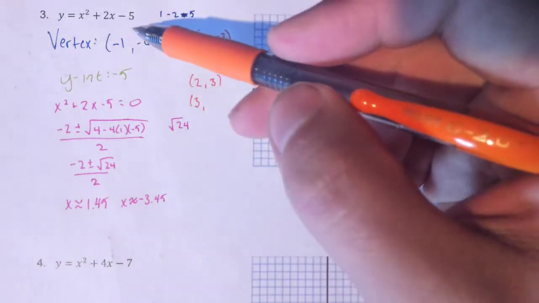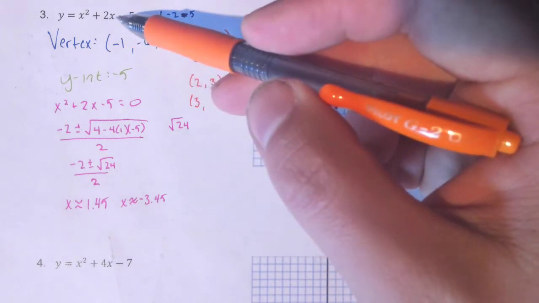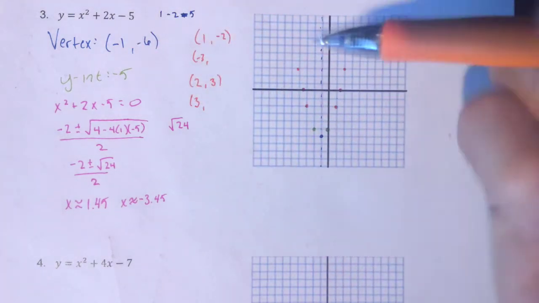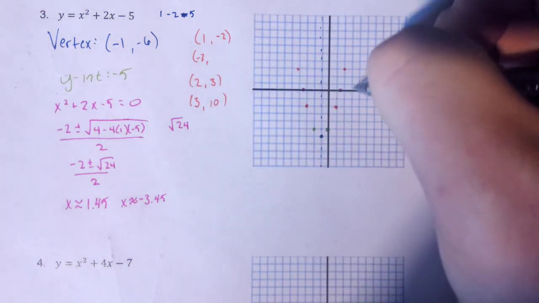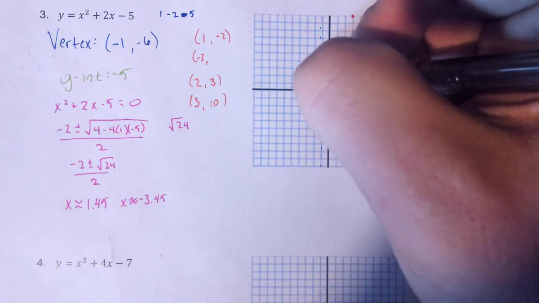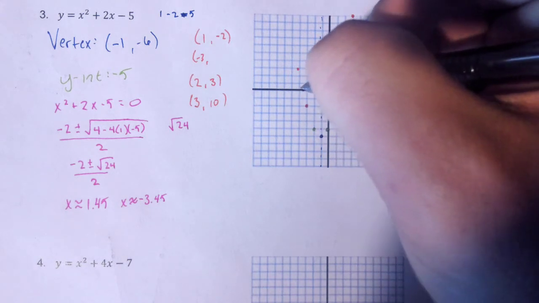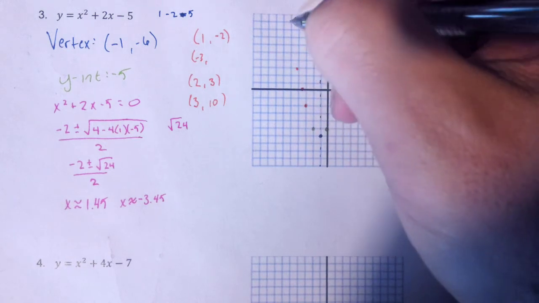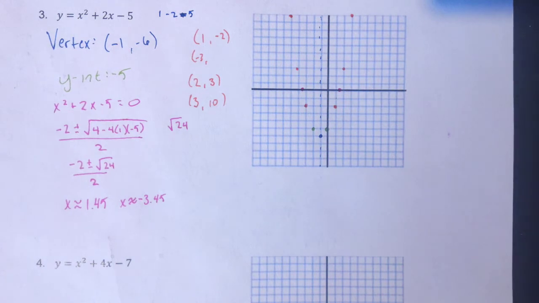3 squared is 9. 2 times 3 is 6, so 9 plus 6 is 15. 15 minus 5 is 10. So when you plug in 3, you get 10. 1, 2, 3, plug in 10, and that means this would be 1, 2, 3, 4. This one would also be 10. Cool, huh? Look at that parabola. What a nice looking parabola.